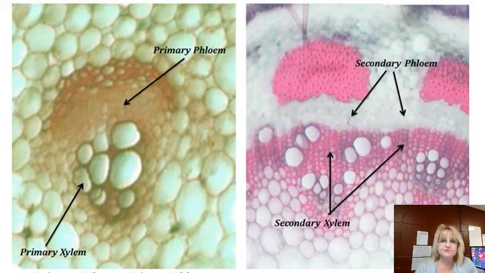This is just another slide. I wanted you to be able to see what the primary xylem and the primary phloem looks like on the left if you were looking at it underneath the microscope slide. And then on the right, you can actually see secondary xylem and then secondary phloem.